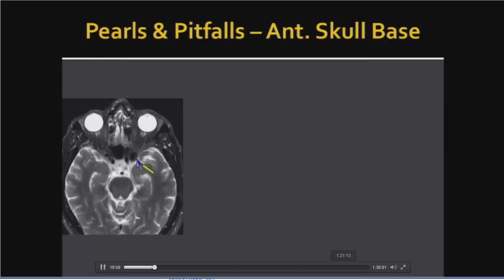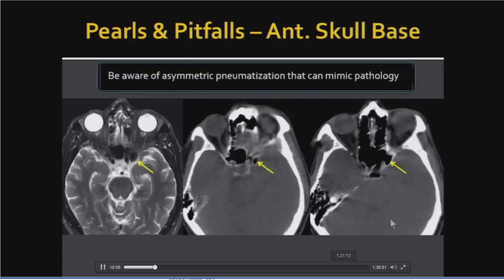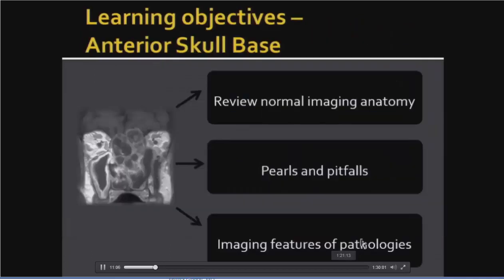But there was some additional imaging that you could have looked at. So if you looked at the CT, you'll realize that this is only asymmetric pneumatization of the anterior clinoid process. So this may not be an aneurysm by itself. So when you have imaging available, both CT and MR, please look at both before you provide your final diagnosis.